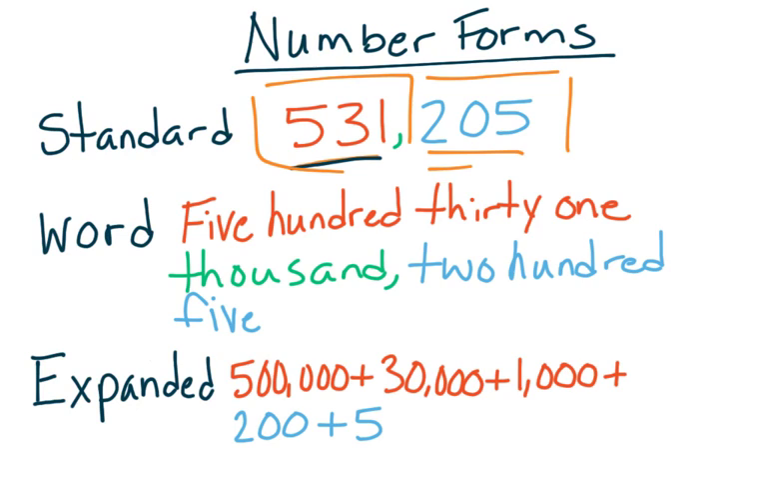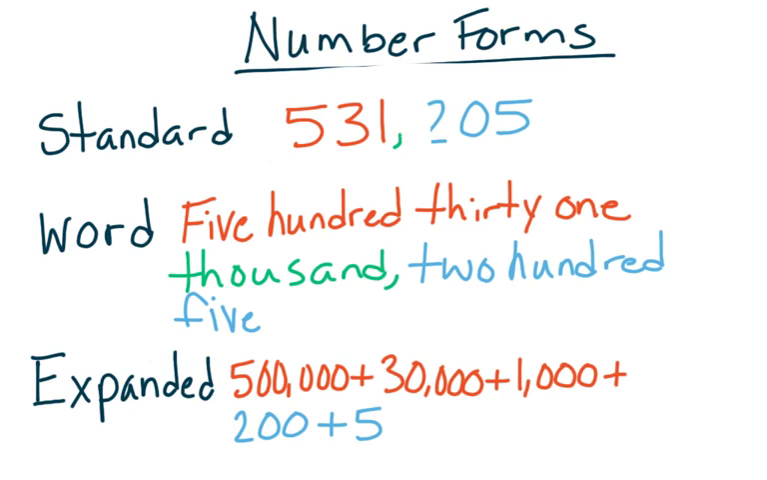Expanded form, we break our number down by place value. So we have to take the value of all of those digits and separate them all out. So when I'm looking at 531,205, I have my 5, and that's in my 100,000s place, so it's worth 500,000. My 3 is in my 10,000s place, and it's worth 30,000. My 1 is in the thousands place, it's worth 1,000. My 2 in the next period is in my hundreds place, it's worth 200, and my 5 is worth 5. So those are our three number forms.